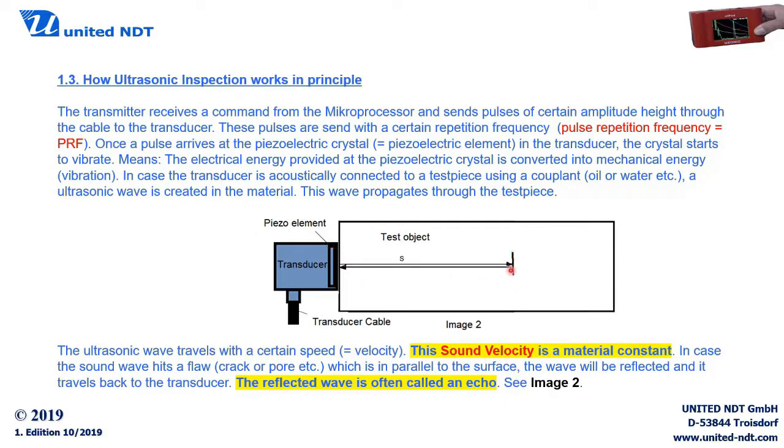If it is inclined, the wave will hit this piece, but the wave will not be reflected back. It will reflect in some other direction, like this one, and goes down and here and so on. So it will not be evaluated. We will not be able to evaluate the reflection with the transducer. There are other methods to check for cracks which are inclined and so on. We might come back to that later.